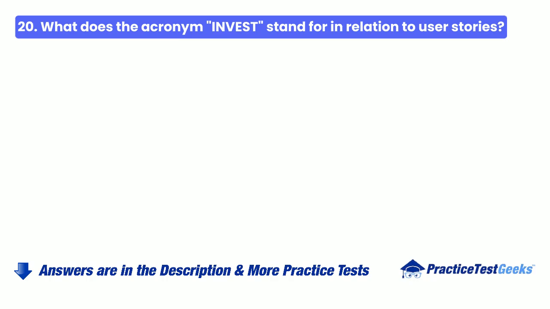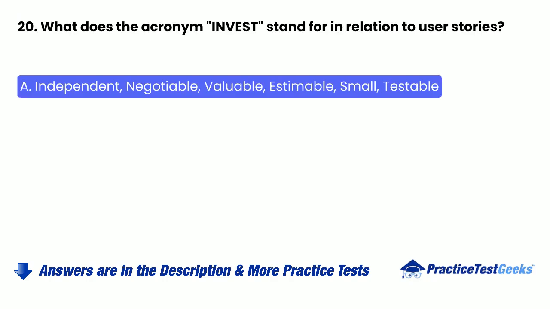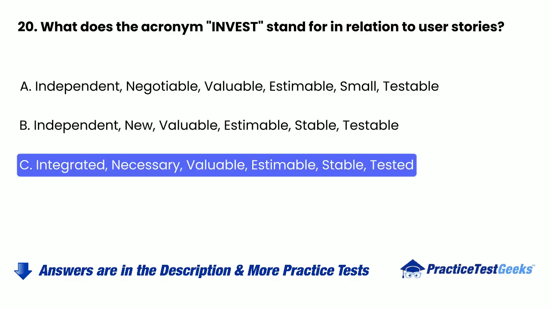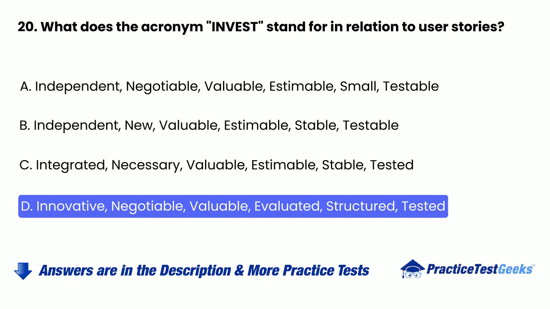(20) What does the acronym INVEST stand for in relation to user stories? A. Independent, negotiable, valuable, estimable, small, testable. B. Independent, new, valuable, estimable, stable, testable. C. Integrated, necessary, valuable, estimable, stable, tested. D. Innovative, negotiable, valuable, evaluated, structured, tested.